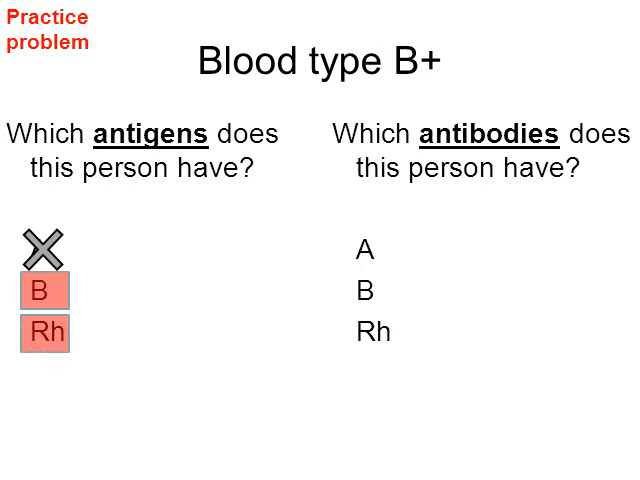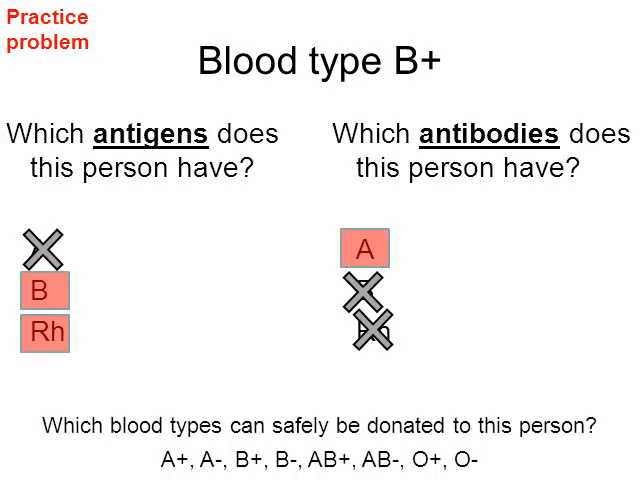So what antibodies do they have? Well, the pattern I hope you picked up on earlier is if you don't have an antigen, you do have an antibody. So this person does not have an A antigen, so yes, they have an A antibody. They're just opposites. If you have a B antigen, you do not have a B antibody. If you have an Rh antigen, you do not have an Rh antibody.